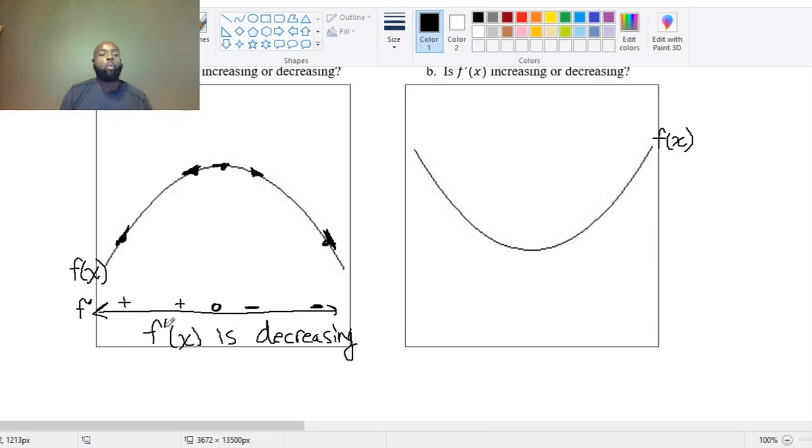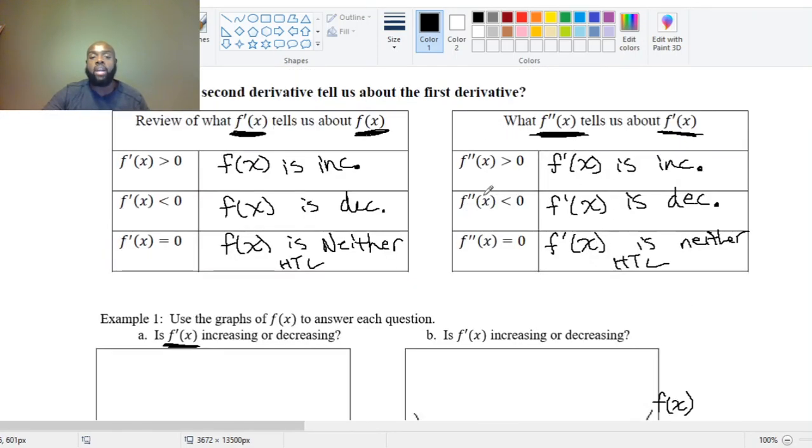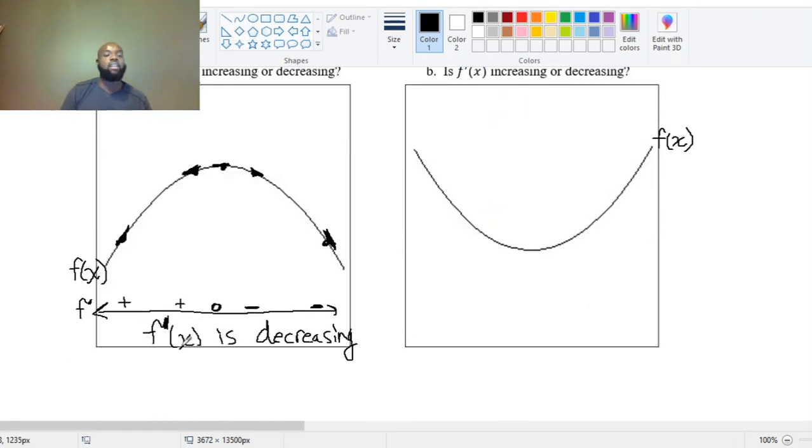Okay? We just found out that when f prime of x is decreasing from left to right, the slopes of my tangent lines are getting smaller and smaller, right? That means if I go back to this chart up here, when my function's derivative f prime is decreasing, the second derivative is negative. So that means f double prime of x is negative.